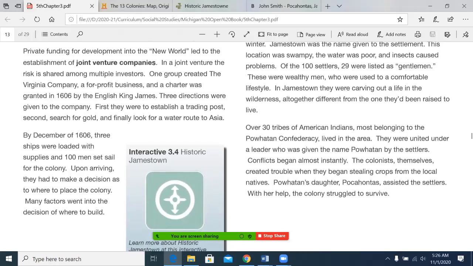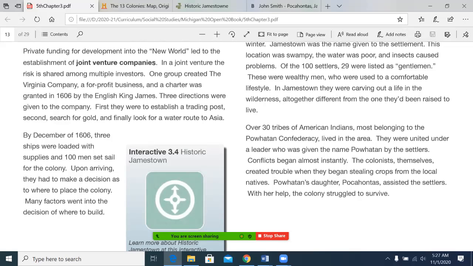Over 30 tribes of American Indians, most belonging to the Powhatan Confederacy, lived in the area. They were united under a leader who was given the name Powhatan by the settlers. Conflicts began almost instantly. The colonists themselves created trouble when they began stealing crops from the local natives. Powhatan's daughter, Pocahontas, assisted the settlers. With her help, the colony struggled to survive.